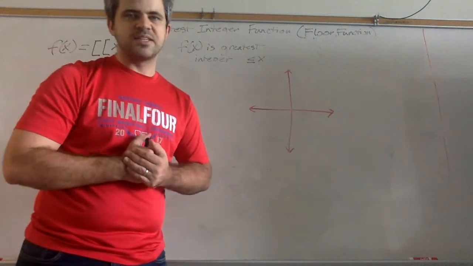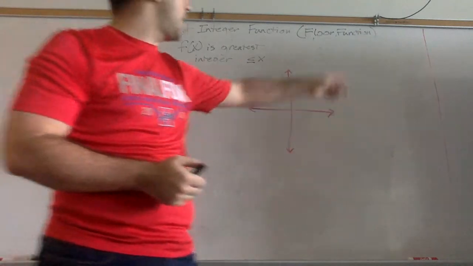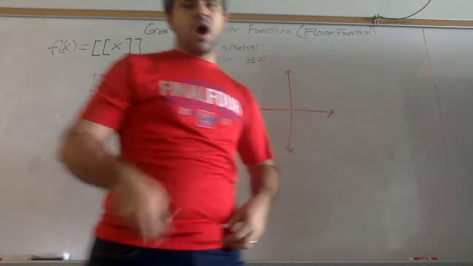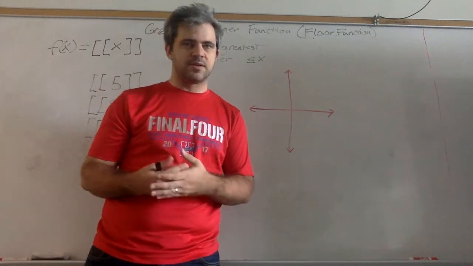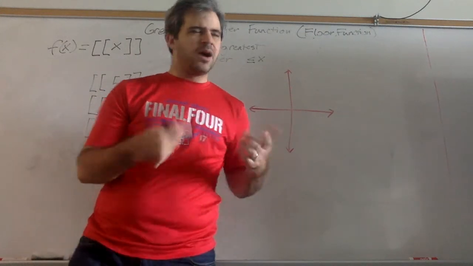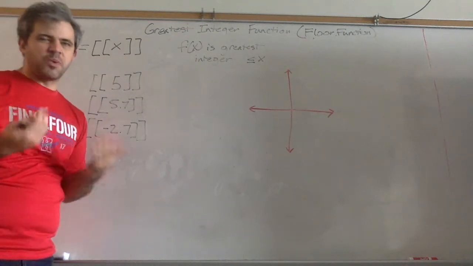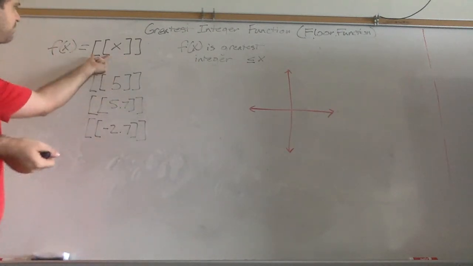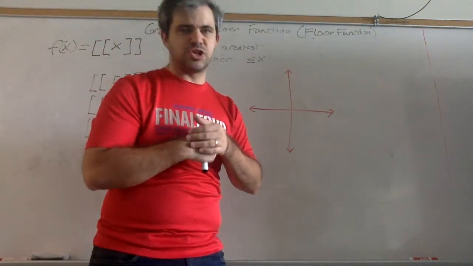All right, today we're going to take a look at the greatest integer function. It's also known as the floor function. Hopefully you'll understand what both of those names mean after we explore what this function is. Now, the notation on this function, you'll see it different ways, different places. On Hawks, I believe they do this kind of double square bracket notation.